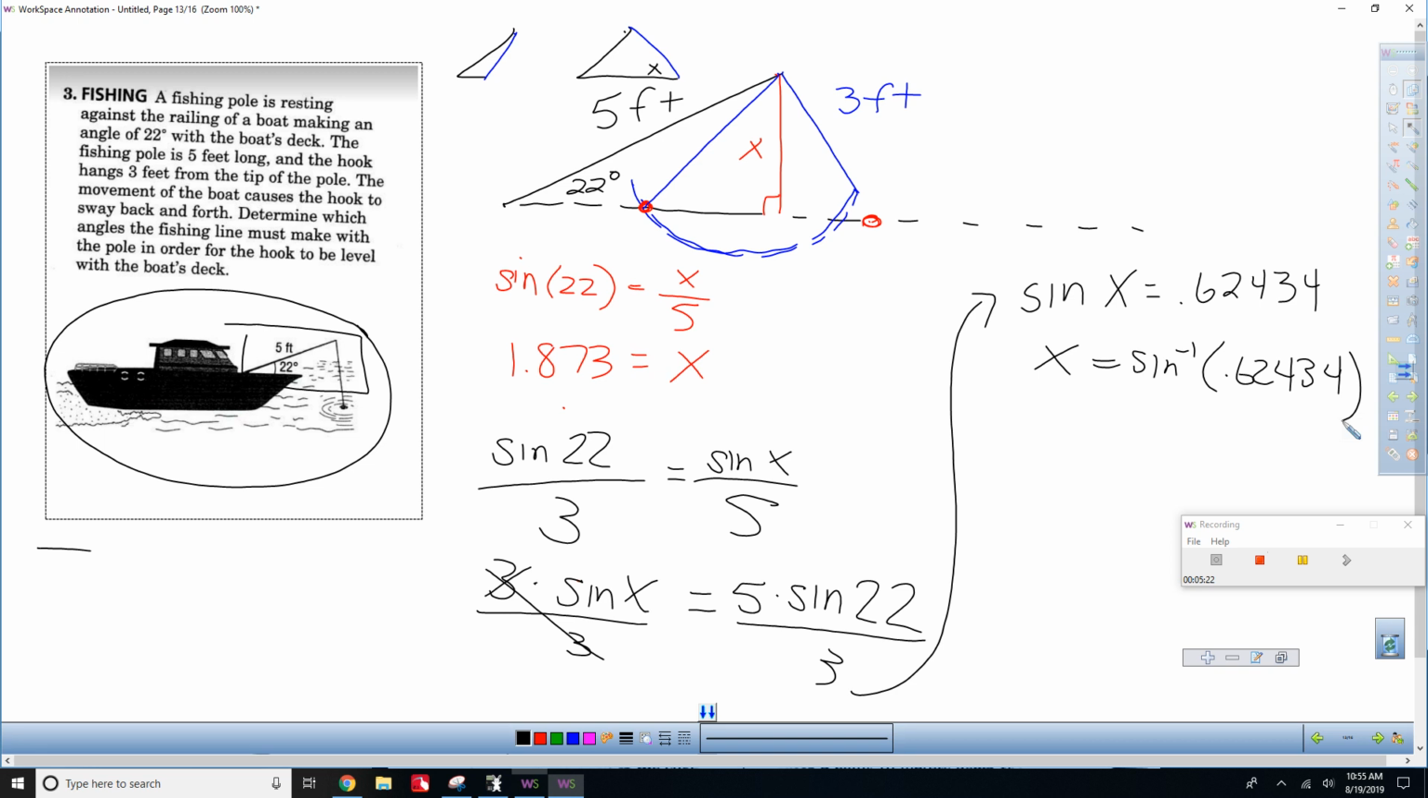Second sine, enter, and you get x is 38.6 degrees. That is not the answer to the question. That is this angle. So let me redraw these triangles.